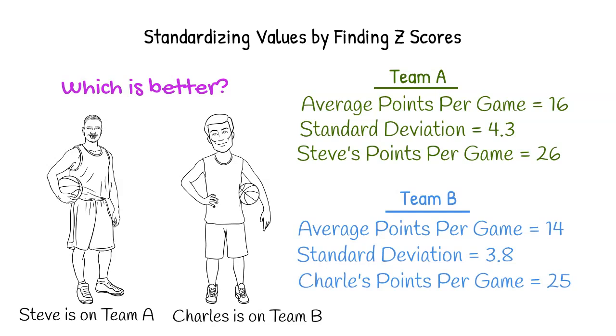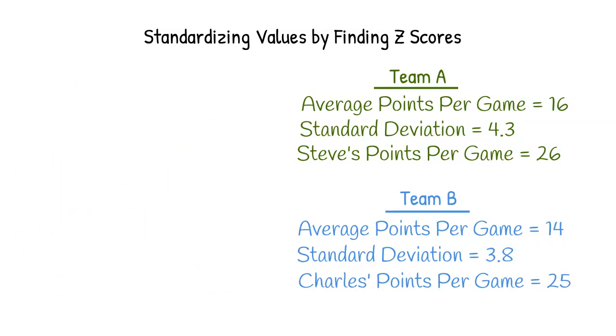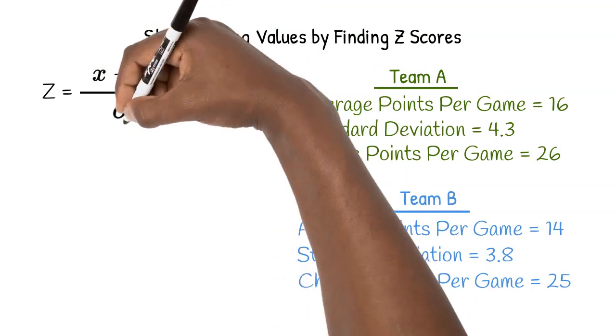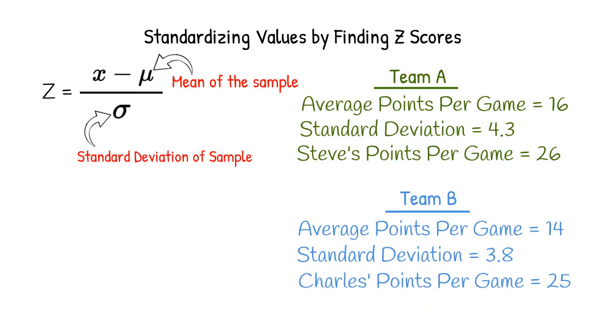While we might be tempted to say Steve, since he has the higher number of points per game, there is more to consider. Which player is better, also considering the team's performance? To make a fair comparison for each player, we calculate a value called the z-score. The z-score tells us the number of standard deviations a value is away from the mean. To calculate the z-score, we subtract the mean of the sample from each person's points per game, then divide by the standard deviation of the sample.